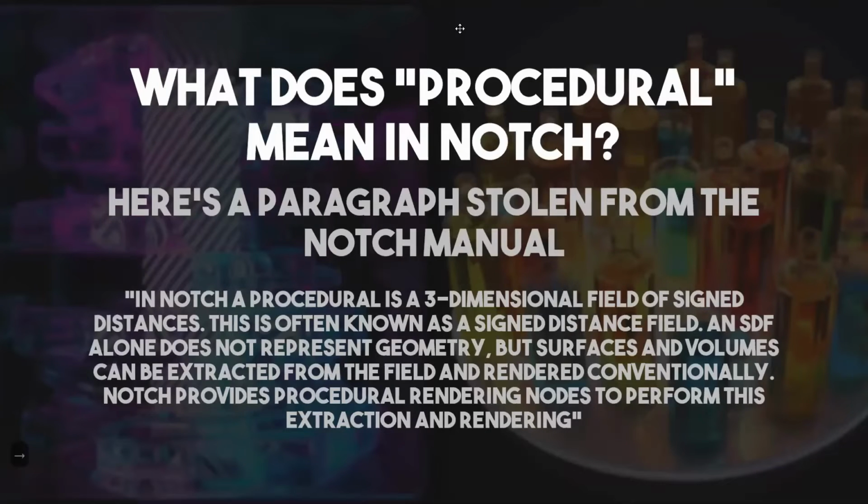So what is a procedural in Notch? I didn't have a good way to explain it, so I just stole the paragraph from the Notch manual. In Notch, a procedural is a three-dimensional field of signed distances, also known as a signed distance field. An SDF alone cannot represent geometry, but surfaces and volumes can be extracted from the field and rendered conventionally. Basically, we can take the generators in the procedural system and match them up with the procedural meshing to turn these signed distance fields into geometry.